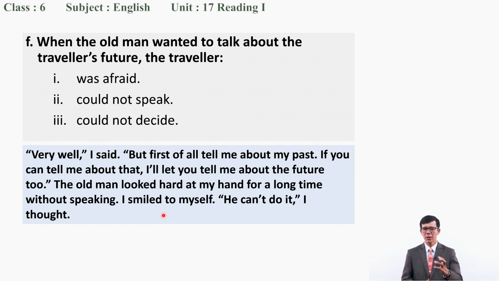The reason, after reading this text, was, look, when the old man wanted to talk about the traveler's future, the traveler was no more afraid, okay? He could not speak, right? The thing is, he was confused, okay? He could not decide what to say, what to do. So the reason is, when the old man wanted to talk about the traveler's future, the traveler could not decide, okay? So is that your answer?